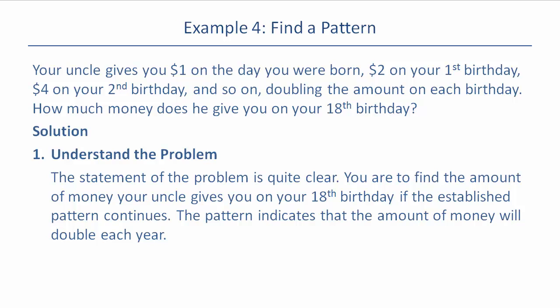$1, $2, $4, $8, 16, 32, 64, and so on and so forth. So you could just write those all out until you get to the 18th. And then that's how much money you would get on the 18th. So you don't even have to worry so much about the math. As far as once you see the pattern, then you can just write it all out. 18 is not that many to write out. But if they asked how much money he would give you on your 81st birthday, well, now that's a big pain in the butt to have to list out 81 of them.